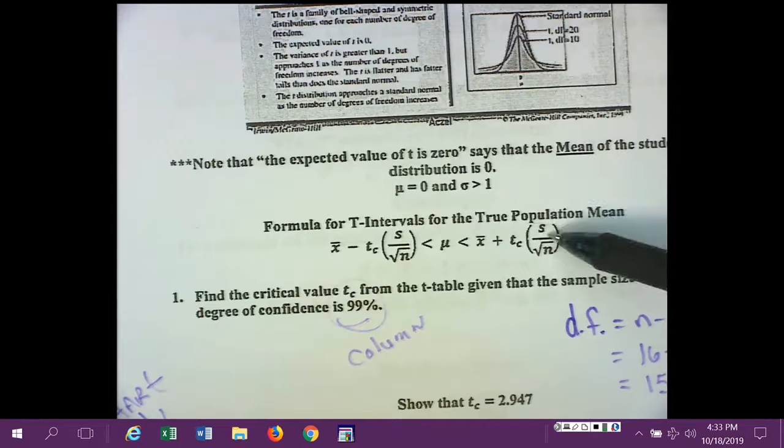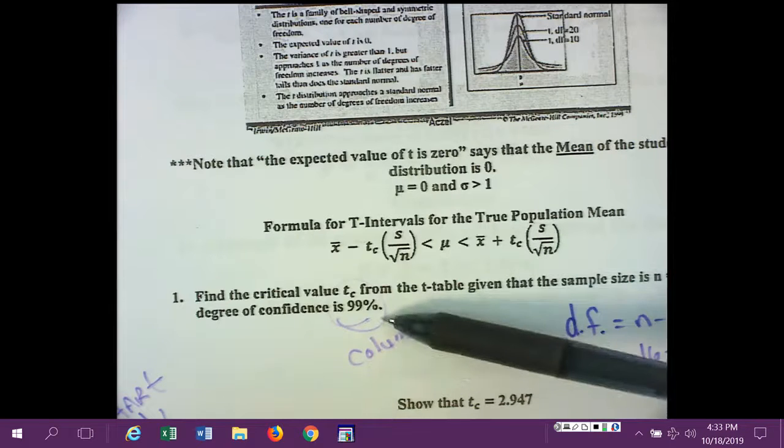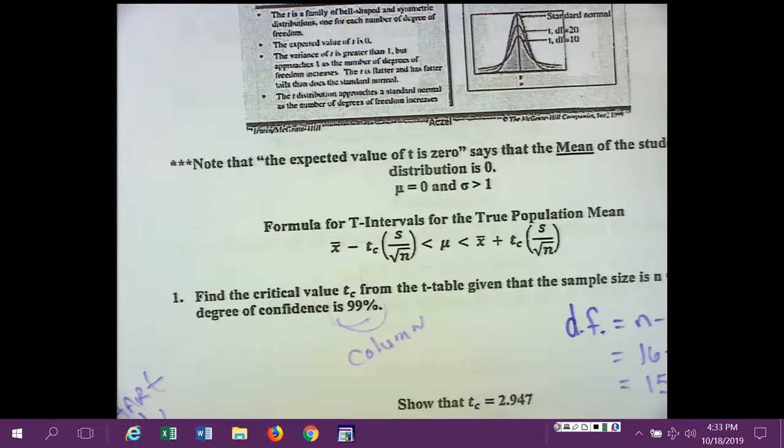Sigma is unknown. To use the t-table to find critical values like t sub c, you will need to know the degree of confidence and you will need to know your sample size. Together, those two values will lead you to the correct critical value in the t-table.